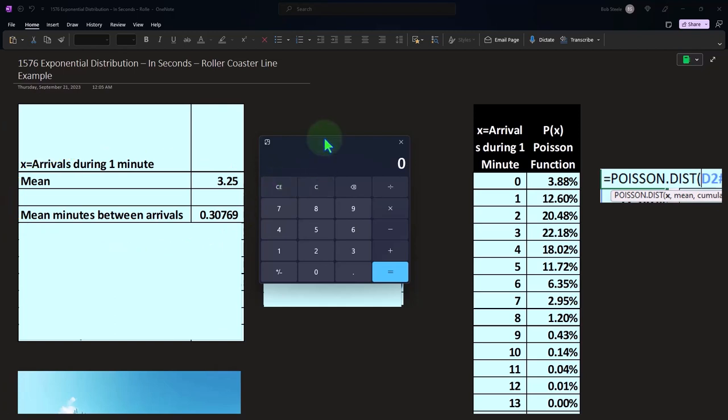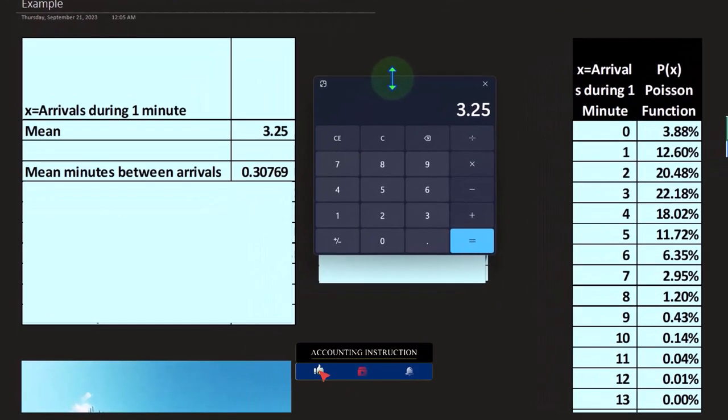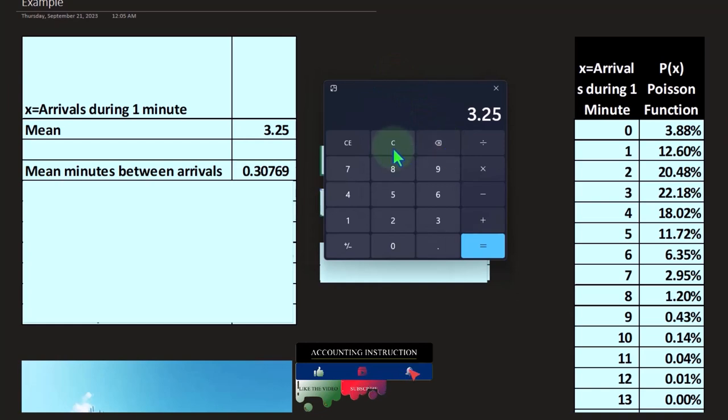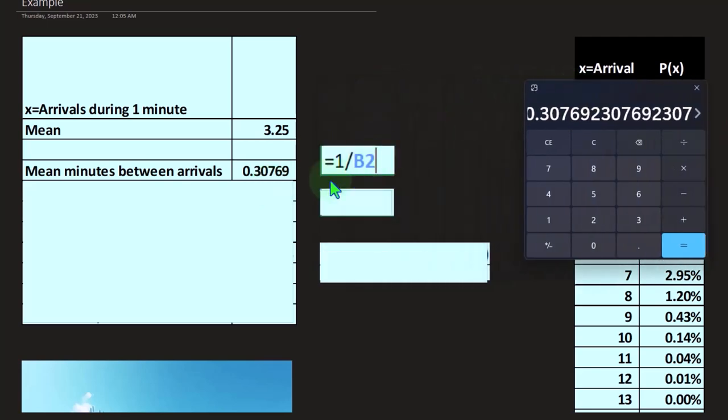Well, that means we can take the 3.25 divided by one, hold on, other way around. One divided by 1 minute divided by the 3.25. And that gives us about 0.30769. So there's about 0.3 minutes between arrivals.